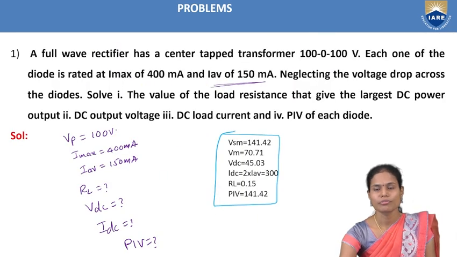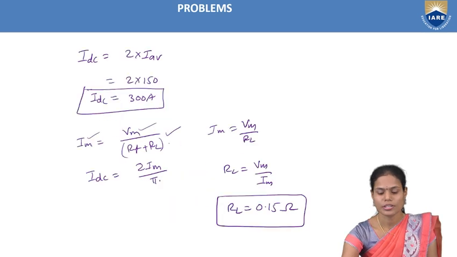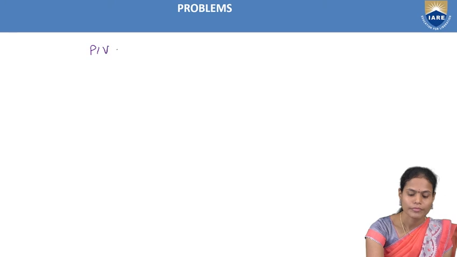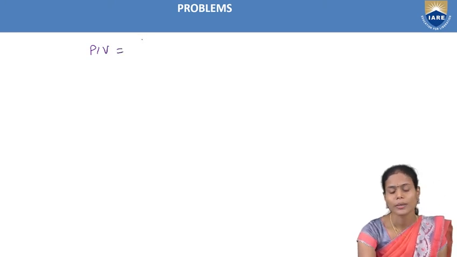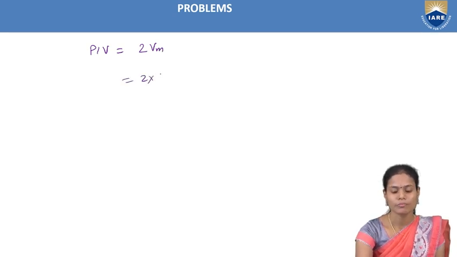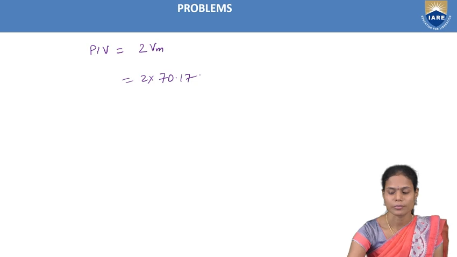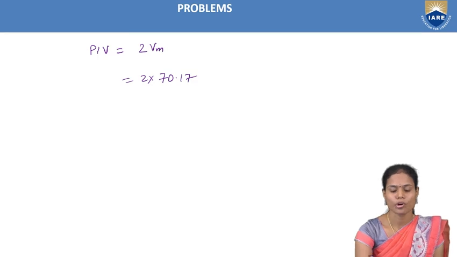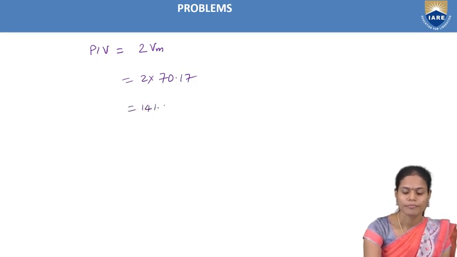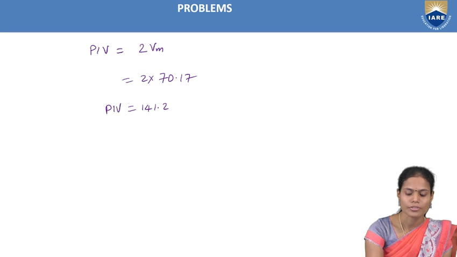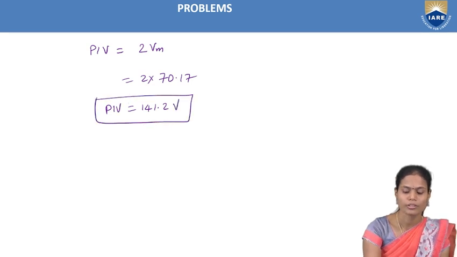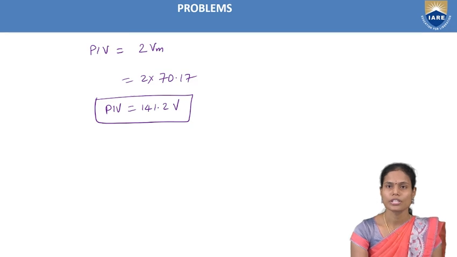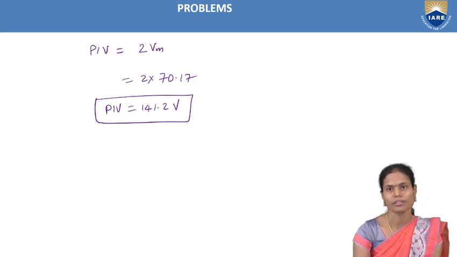So next we need to find the peak inverse voltage. In the center tapped full wave rectifier, peak inverse voltage is 2Vm. That is nothing but 2 into 70.71, that is 141.42. Peak inverse voltage is 141.42 volts. So in this way, we need to calculate the parameters in the full wave rectifier.